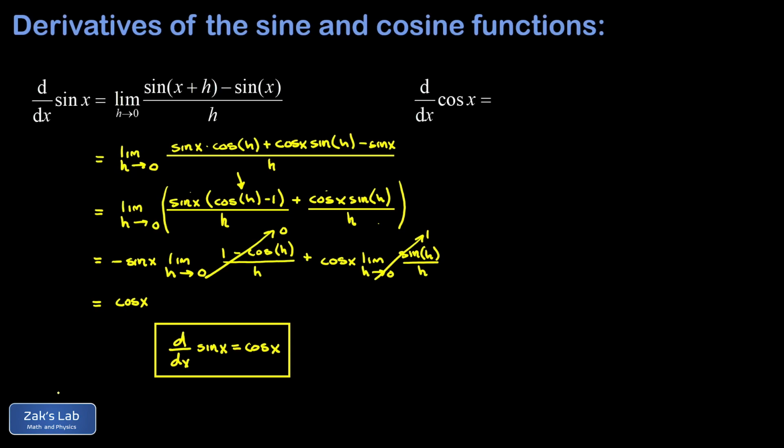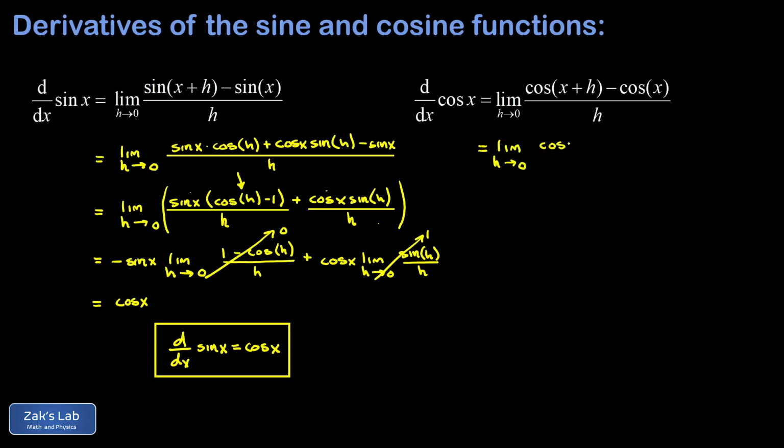So now we're going to do a similar thing with the cosine function. Again, we apply the limit definition of the derivative. So we find that the derivative of the cosine function is the limit as h goes to 0 of cosine of x plus h minus cosine of x all divided by h. And this time we need to remember the formula for the cosine of a sum of two angles.